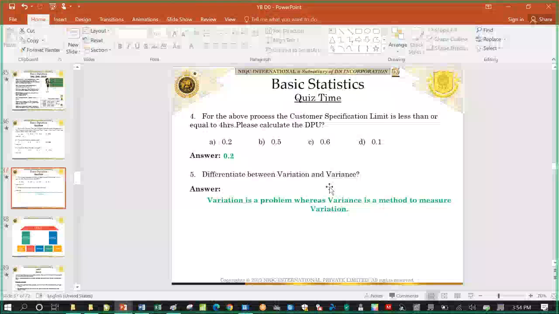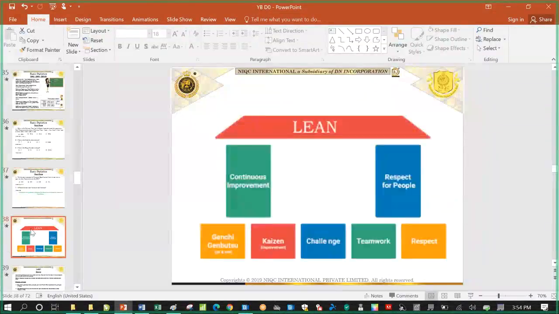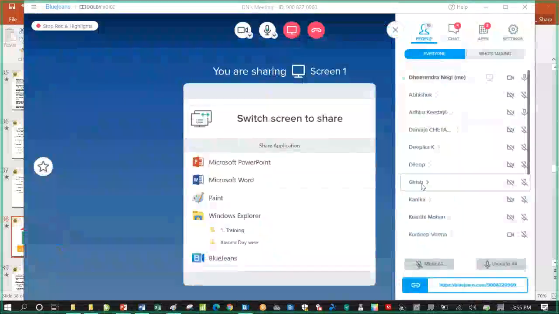Next question. Difference between variance and variation. Thank you, Shrikant. Who will answer this? Who wants to try that? Difference between variance and variation.